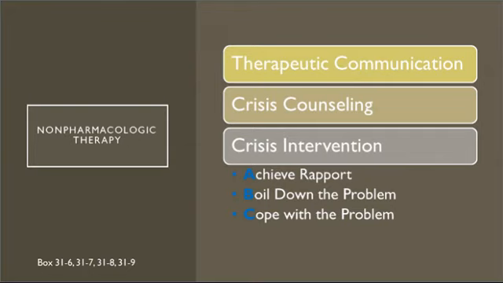I think I just covered that. Box 31-6 on therapeutic communication, crisis counseling, crisis intervention. I like this, the ABC of crisis intervention: achieve rapport, boil down the problem, cope with the problem. A, B, C. Found on box 31-8 on page 2088. Achieve rapport, boil down the problem, identify, validate, intervene, and cope with the problem. Come up with a resolution and a referral.